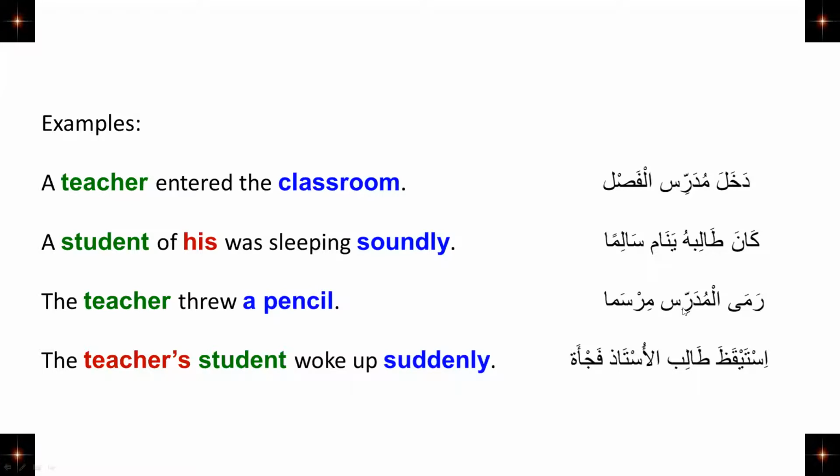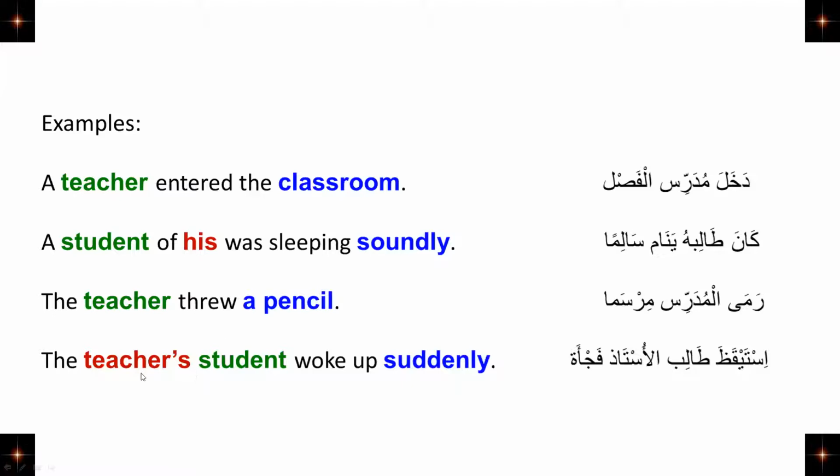So rama al-mudarrisu, you can't say mudarrisa or mudarrisi, but you have to say mudarrisu, because he's the one who did the throwing. Then mirsaman, not mirsamun or mirsamin. Why? Mirsaman, because it is the victim or the done to, the one affected by the action of throwing. The last one says the teacher's student woke up suddenly. Now note this, the teacher's student is actually the student of the teacher.